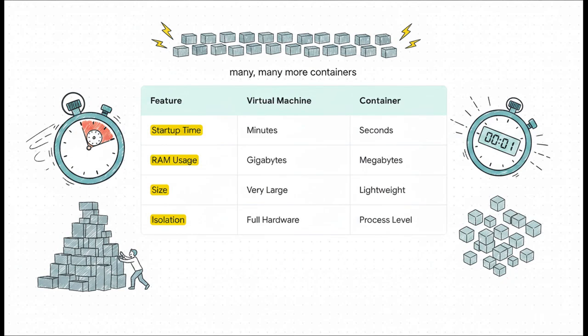And when you look at the actual numbers, the benefits are just huge. I mean, look at this. Startup time? A container starts in seconds. A VM takes minutes. RAM usage? We're talking megabytes versus gigabytes. This incredible efficiency means you can run way more applications on the exact same hardware, making everything faster and a heck of a lot cheaper.